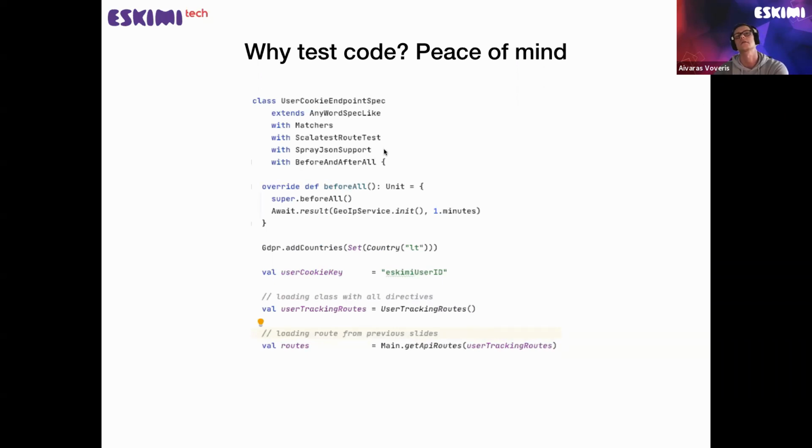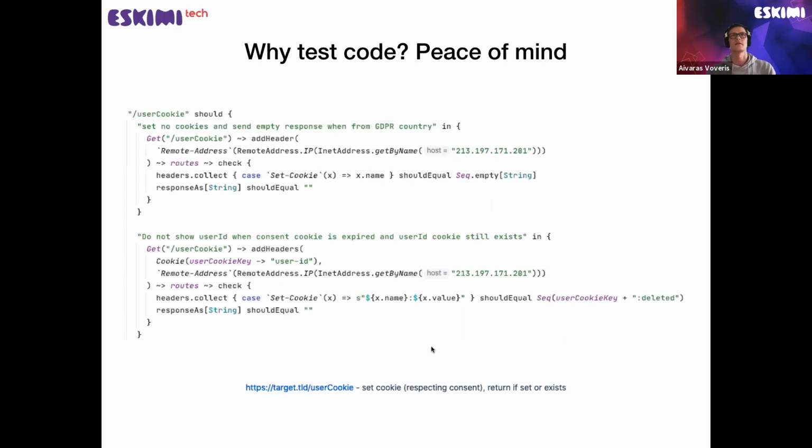So this is how a test suite looks in Scala. We are loading our GeoIP service because we are going to use that to check if a country is a GDPR country or not. Then we are using the user tracking routes class. This class contains all the directives. And then we are going to use the route that we are going to test.